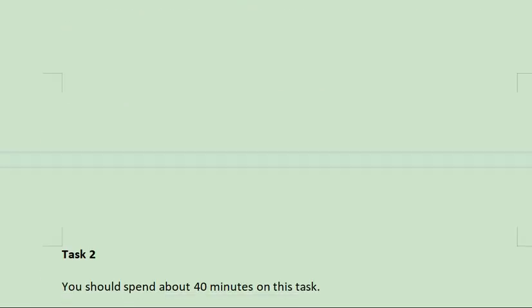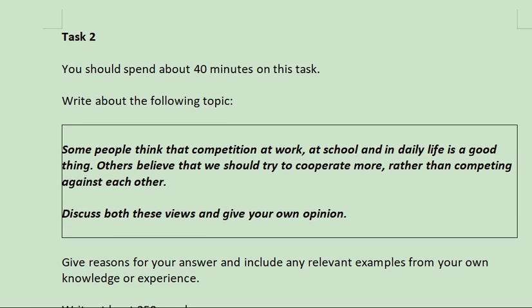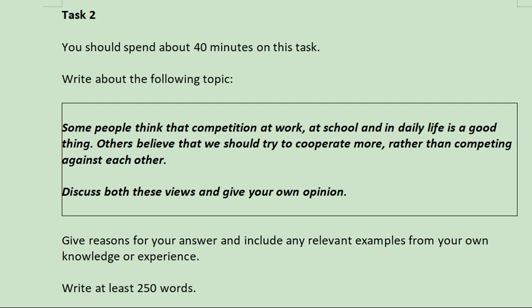Moving on to task 2, and our task 2 question for this writing test says you should spend about 40 minutes on this task. Write about the following topic. This is always the same, 40 minutes. The topic this time is: some people think that competition at work, at school, and in daily life is a good thing. Others believe that we should try to cooperate more, rather than competing against each other. Discuss both these views and give your own opinion.